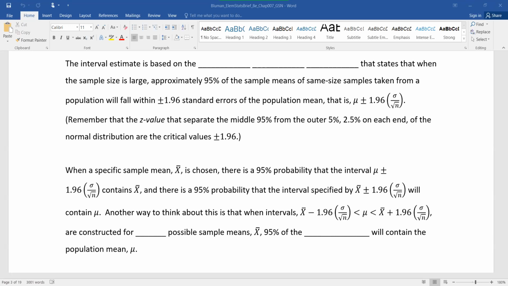Is this where we left off at? A little further down, the next paragraph. Oh, wait, what specific sample mean? You're right. Oh, the second paragraph. Yes, I got you.